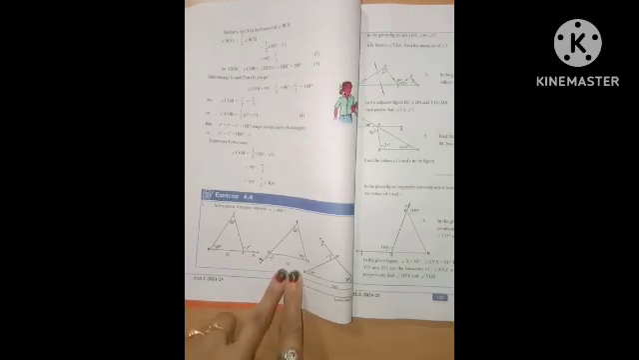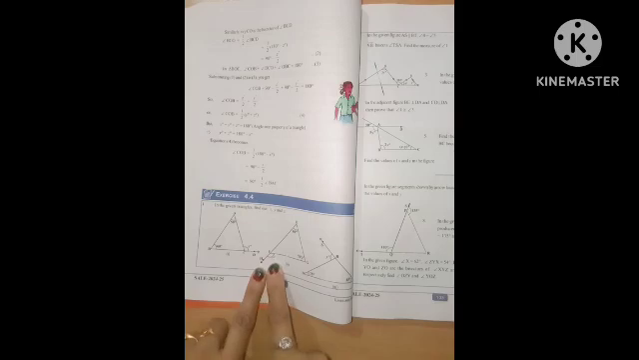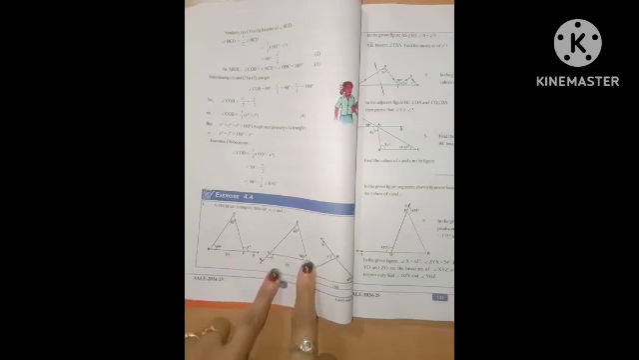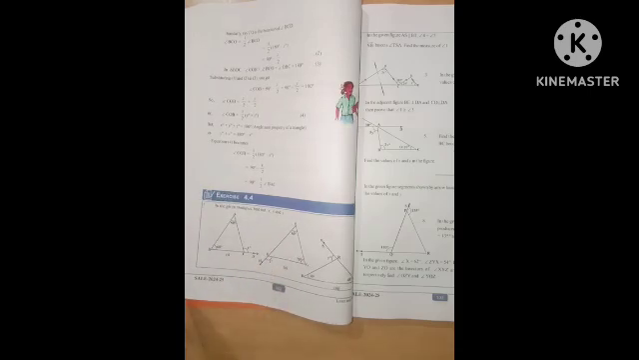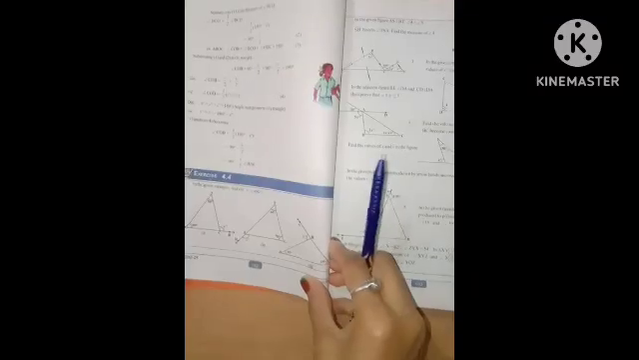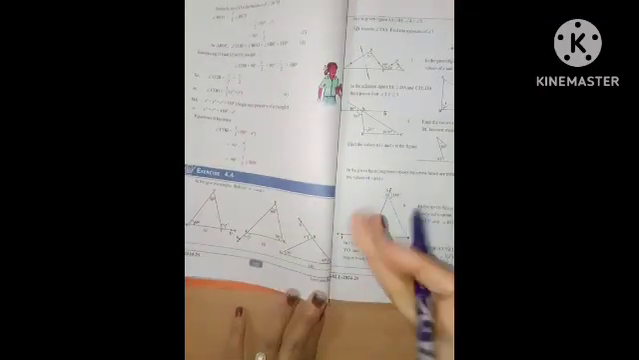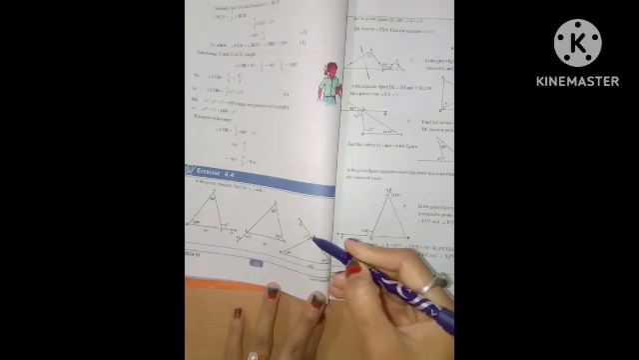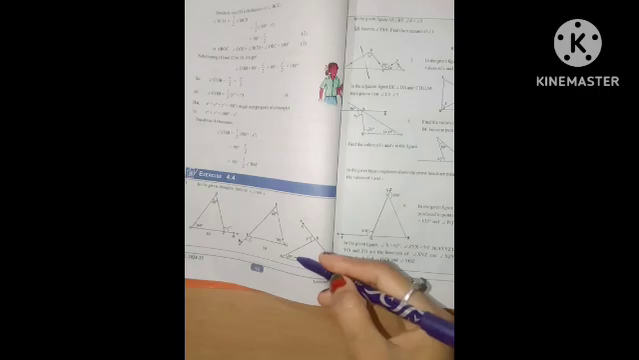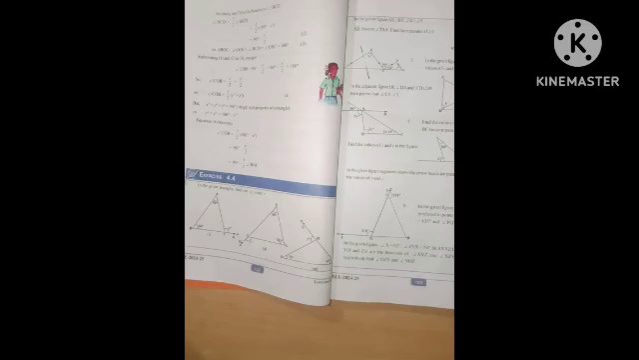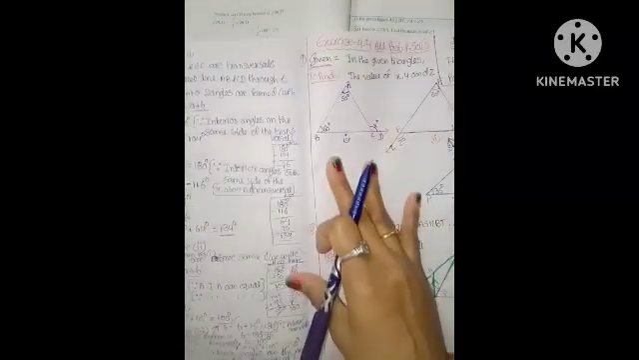Next, see the second figure. In this figure we calculate the z value. z is equal to the sum of these two interior opposite angles, so 60 plus 70 is equal to 130 degrees. z is equal to 130 degrees. Next, the third figure. Observe this third figure. The exterior angle here is y degrees, equal to the sum of the two interior opposite angles. So 35 plus 45 is 80, so y is equal to 80. All are the same models.